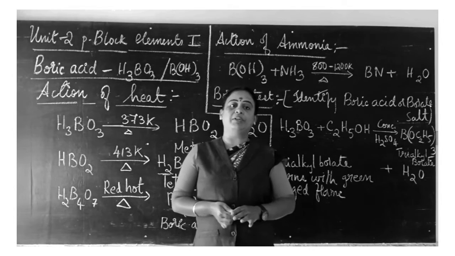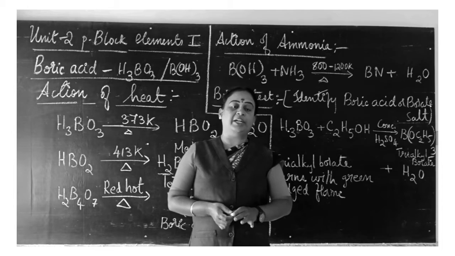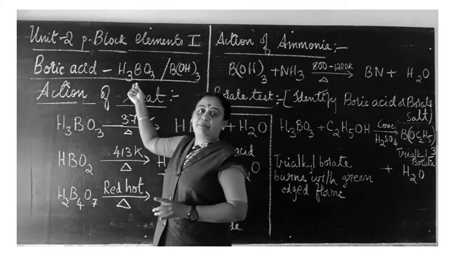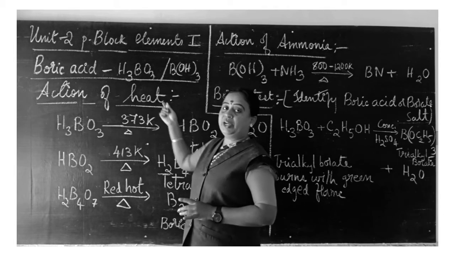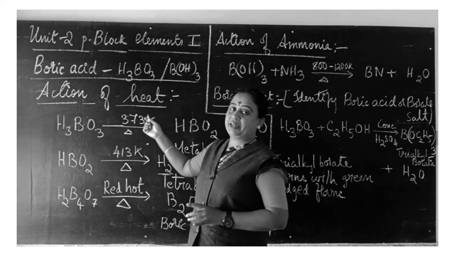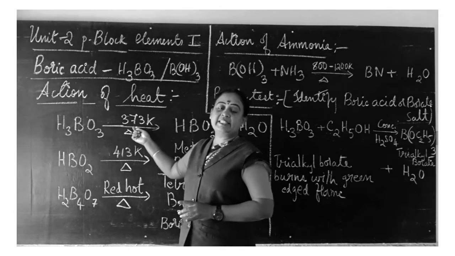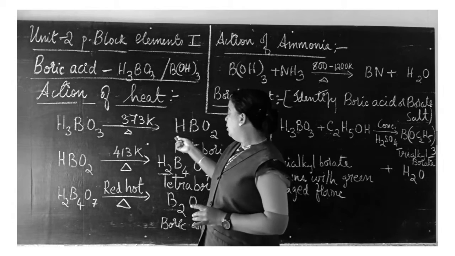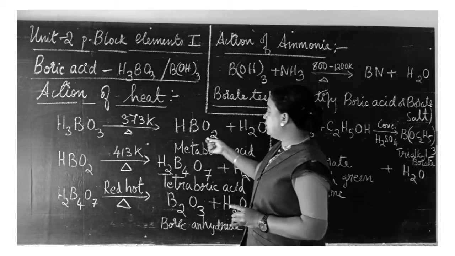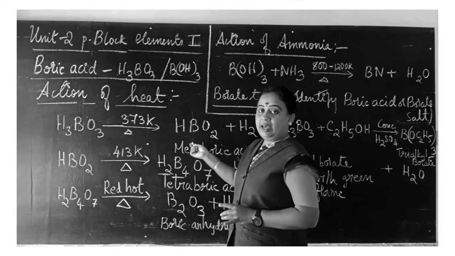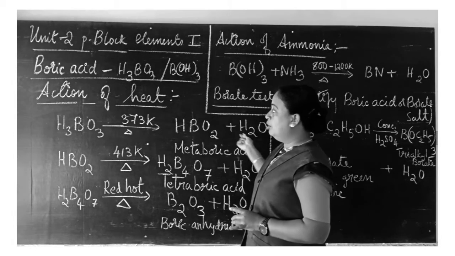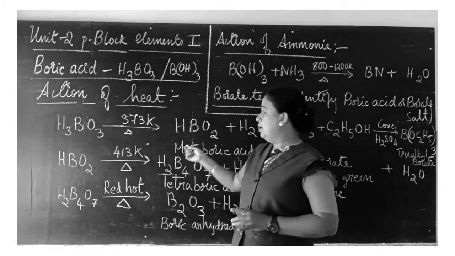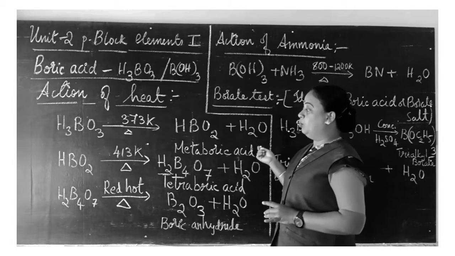In this video, let us study the action of heat on boric acid. We know the formula for boric acid is H3BO3. When boric acid is heated at 373 Kelvin, you get metaboric acid, HBO2, and water.